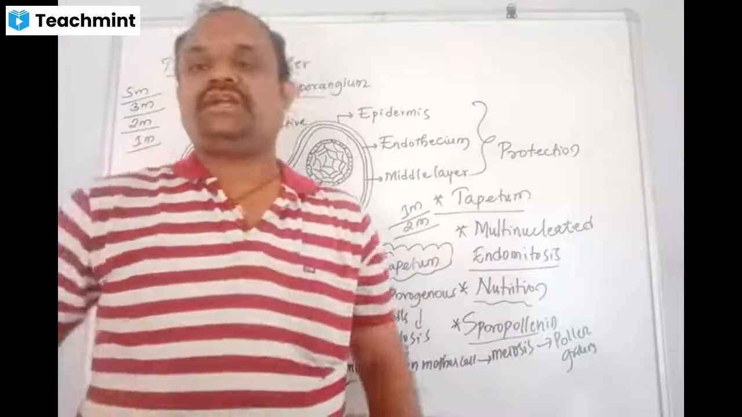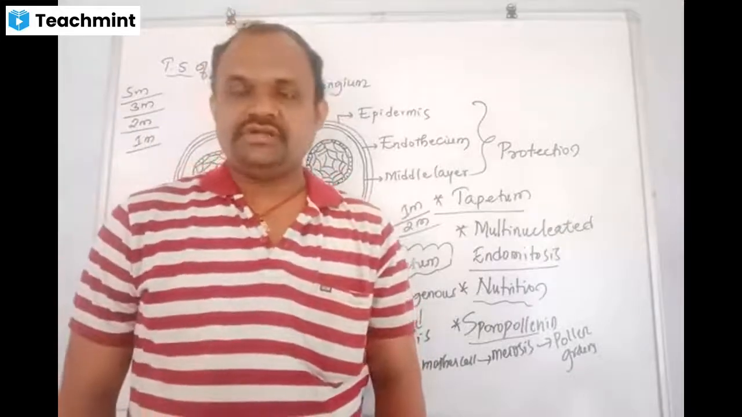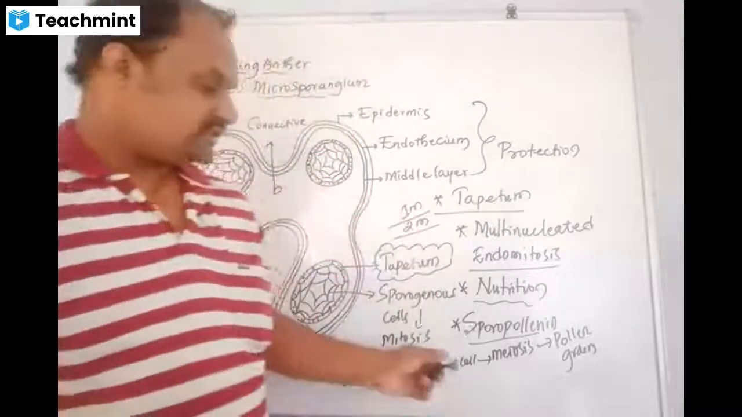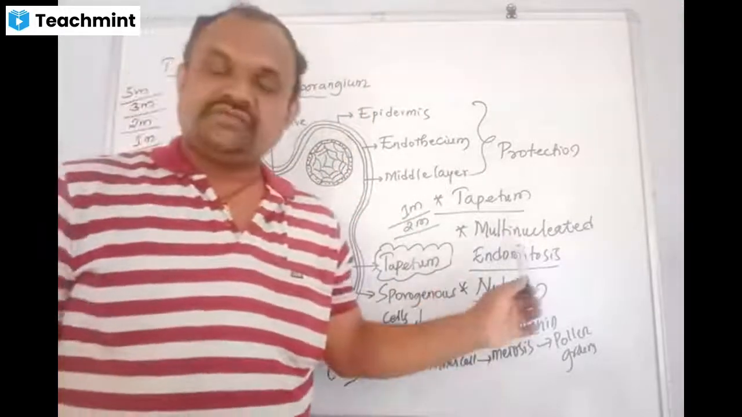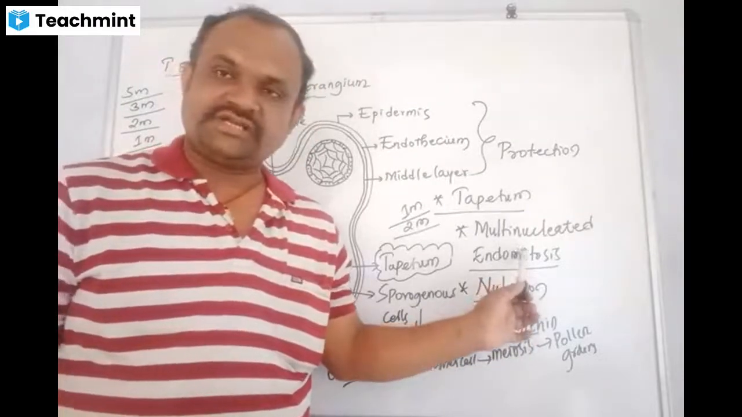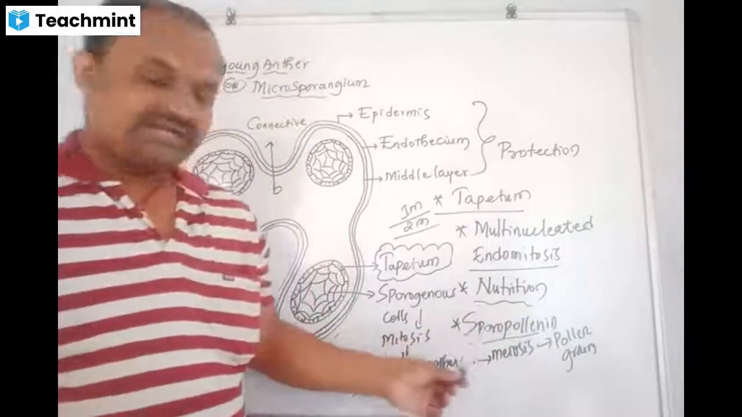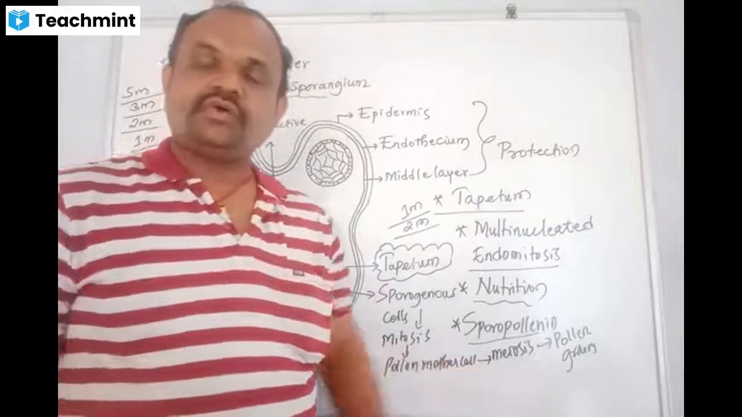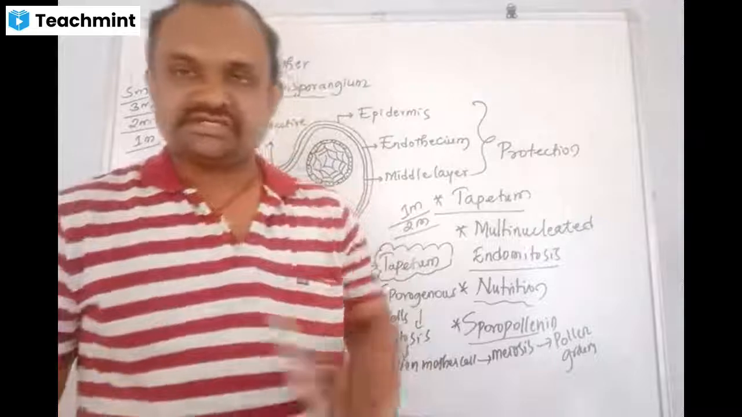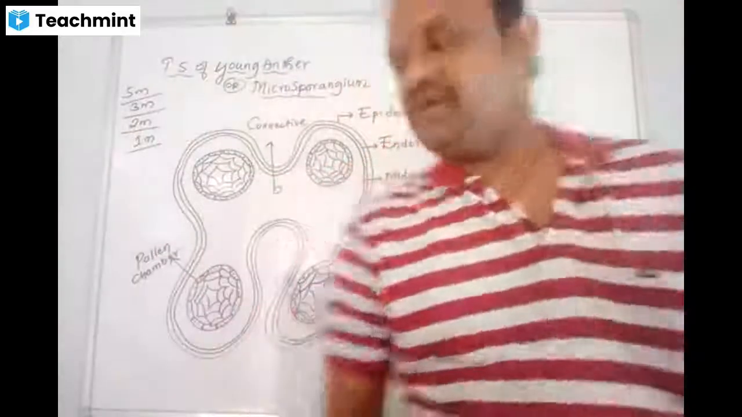In the CET they have asked this: name the cells which secrete the sporopollenin. The sporopollenin is always secreted by the tapetum cells. So the first function is that the tapetum cells provide nutrition. Second, the tapetum cells are multinucleated because they undergo endomitosis. Third, the tapetum cells secrete sporopollenin, an organic resistant material. Clear? And now the last function of the tapetum cell.